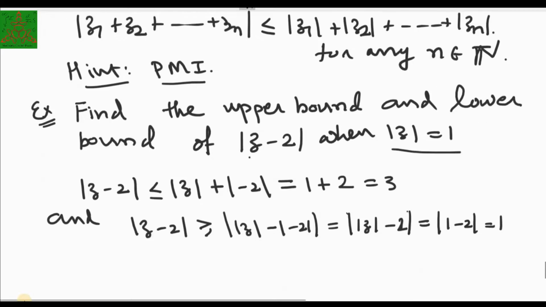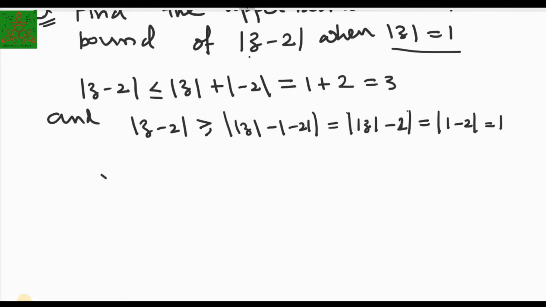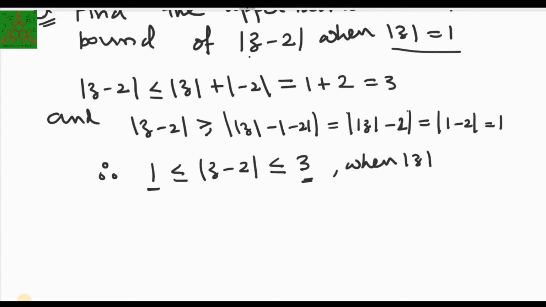So that means by combining both of these, what we can write is 1 is less than or equal to |z| minus 2, which is less than or equal to 3. So this is the lower bound and this is the upper bound when mod z equals 1.